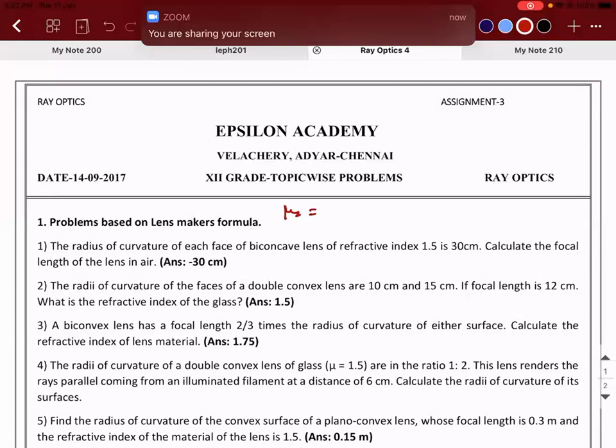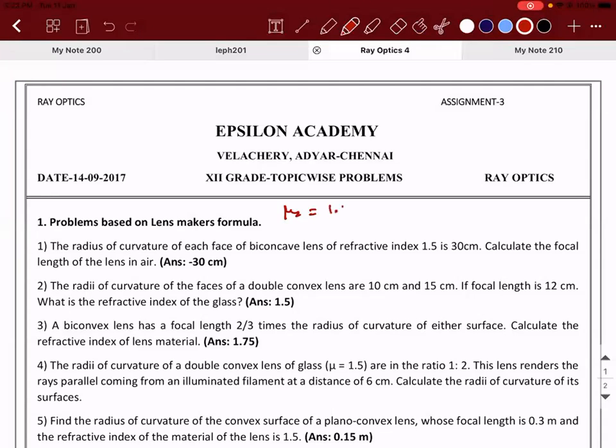Yeah. So now I hope my voice will be stable. 1.5 is right, guys. And what about mu1? Mu1 is not 1.5. It is 1 because the outside medium is air. And remember, it is a biconcave lens.